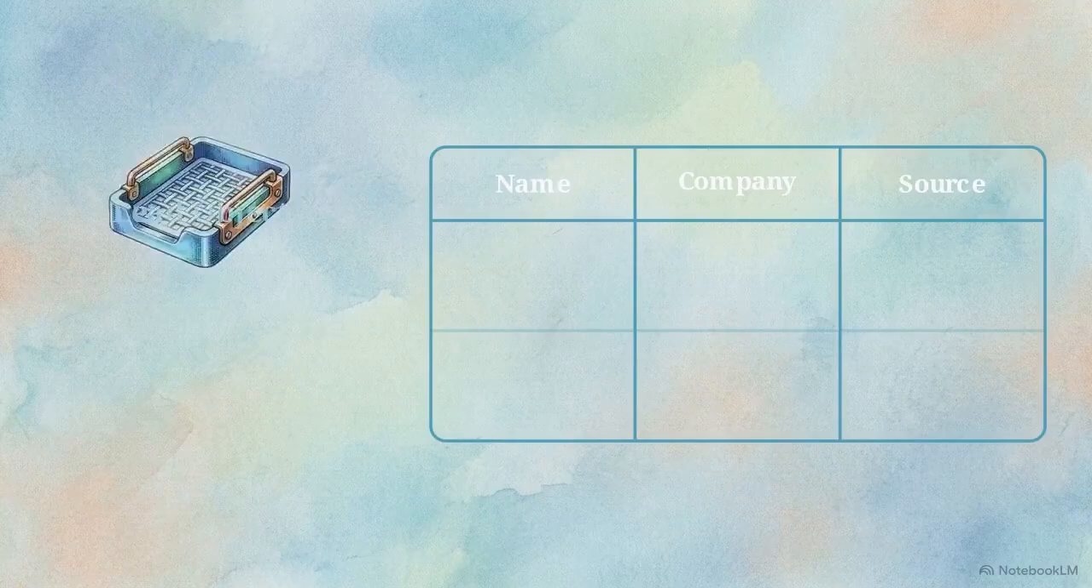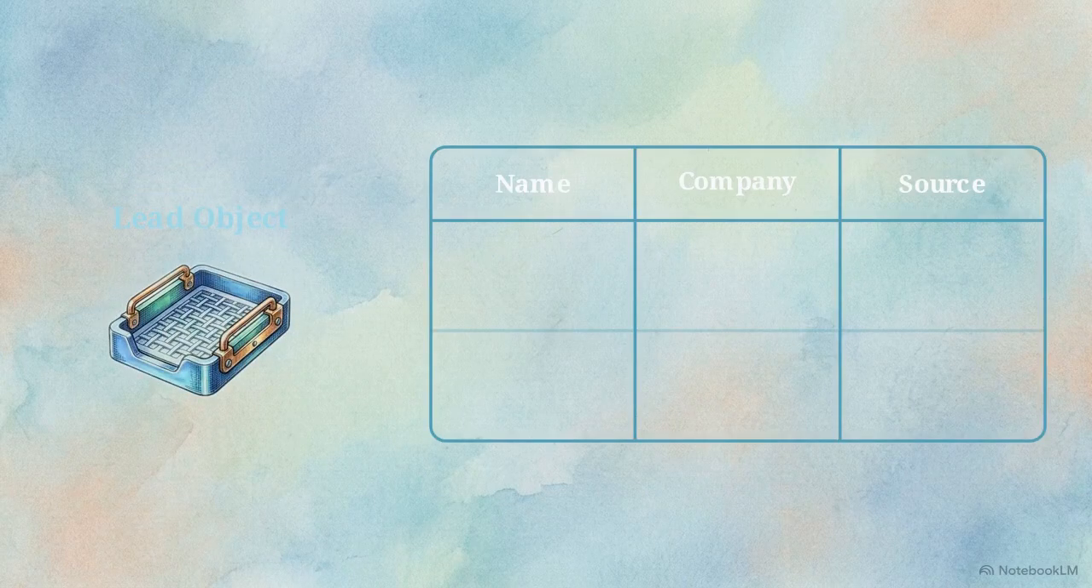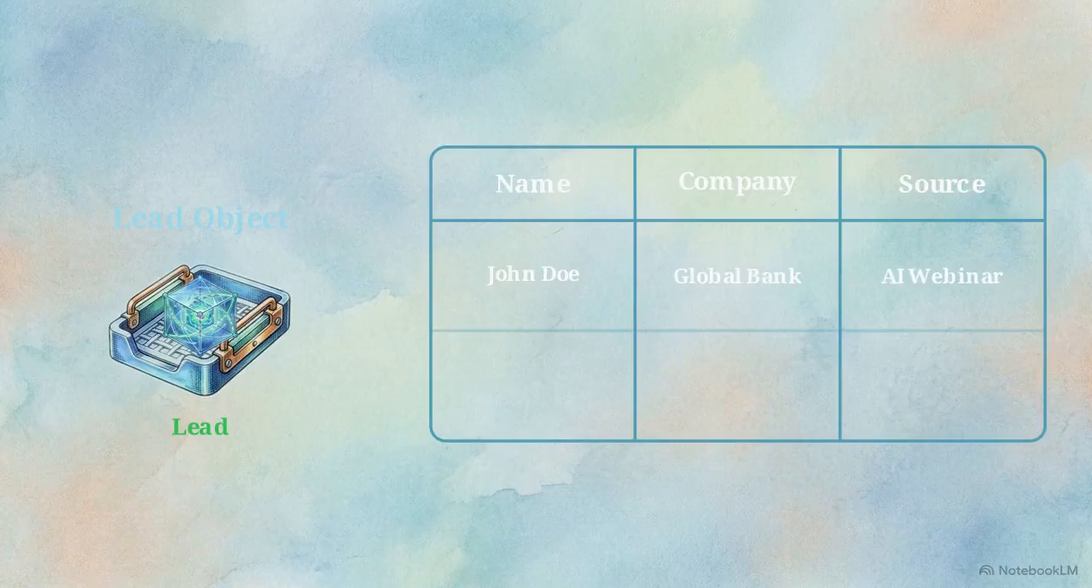Look at this blank grid. In Salesforce, the basic building block is an object, a structured database table. The first primitive object we place here is the lead. A lead represents early stage, unqualified interest. It holds specific fields for name, company, and source.